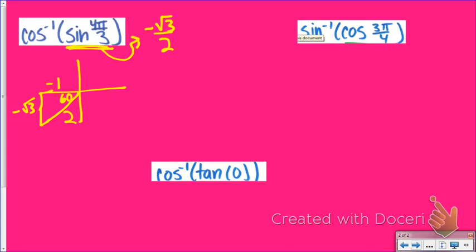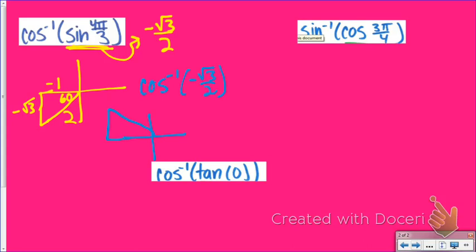Once I've found that, I actually have a new question now. And the question I'm trying to find is cosine inverse of negative root 3 over 2. And this is what I've just been doing all along. But this time I need to draw a new triangle, because if cosine is negative and I'm trying to find the inverse, I have to draw it in quadrant 2 to get my exact principal inverse value.